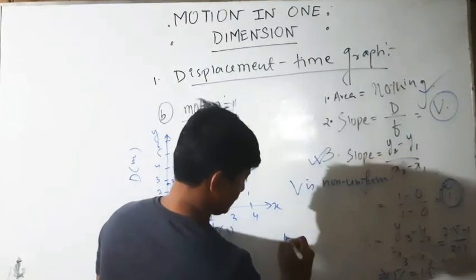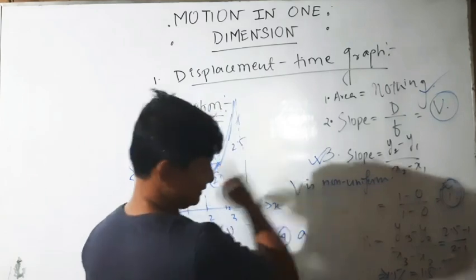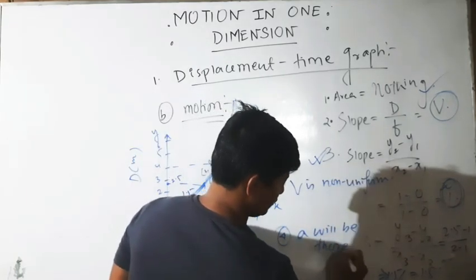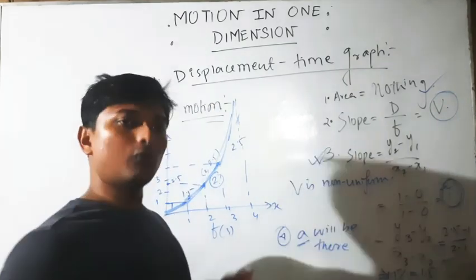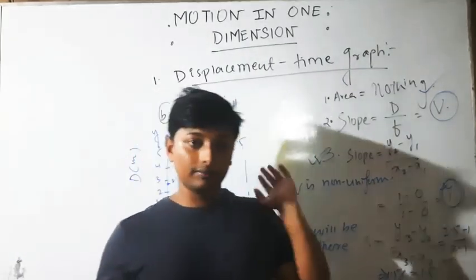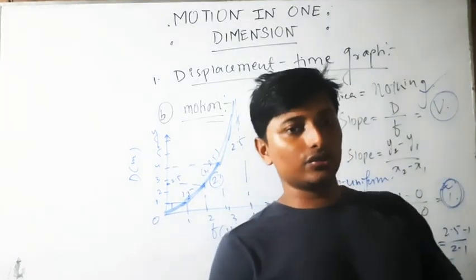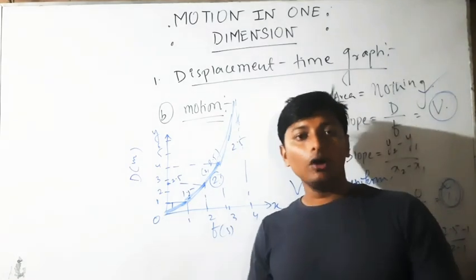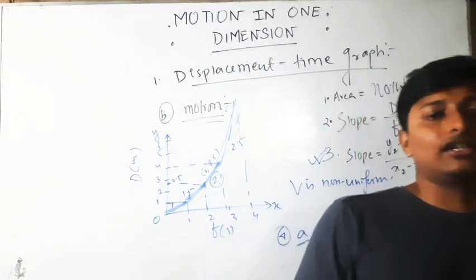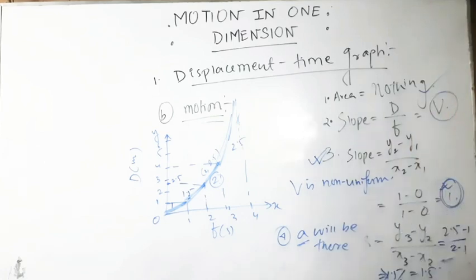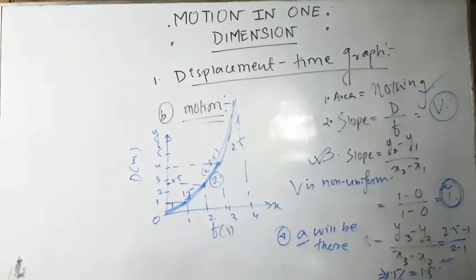But we can surely tell that in this case acceleration will be there. Whether this acceleration will be uniform or non-uniform, we have to find by calculating the slope for every particular coordinate, and then find whether the acceleration is uniform or non-uniform. Understood? So for the next part we'll be doing the velocity-time graph.